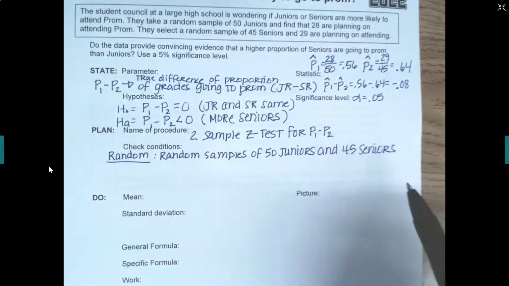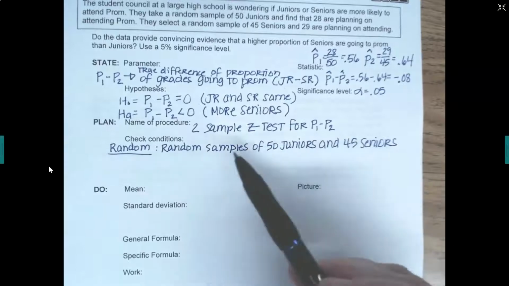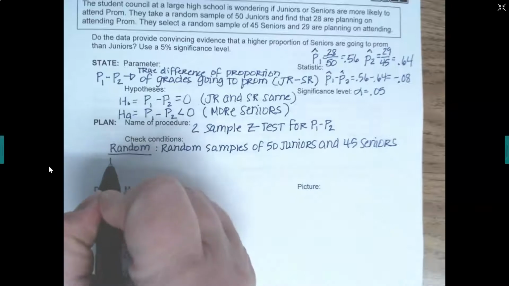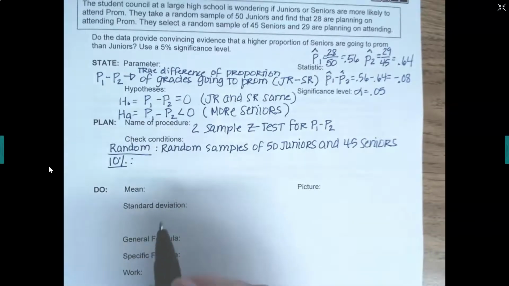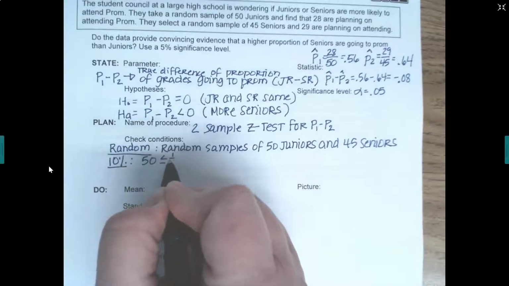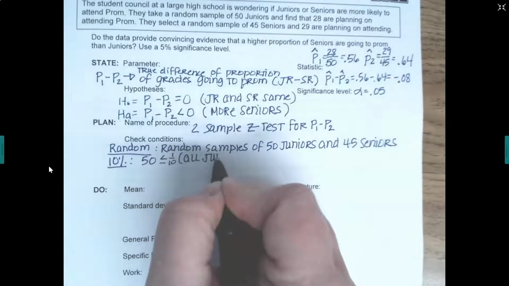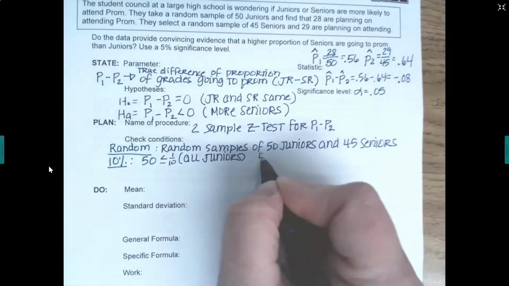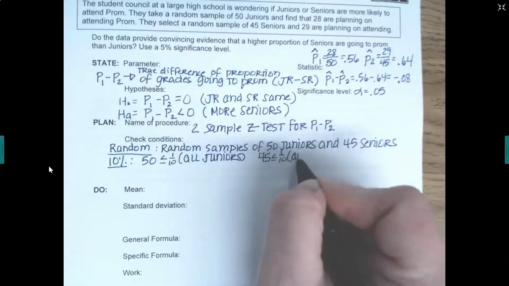And that means we can generalize to the population because we had a random sample. If this was an experiment, we'd be looking for random assignment. 10% has to be checked because this is sampling. If this was an experiment, we would not have to. So 50 is less than 1/10 of all the juniors, and 45 is less than 1/10 of all the seniors.